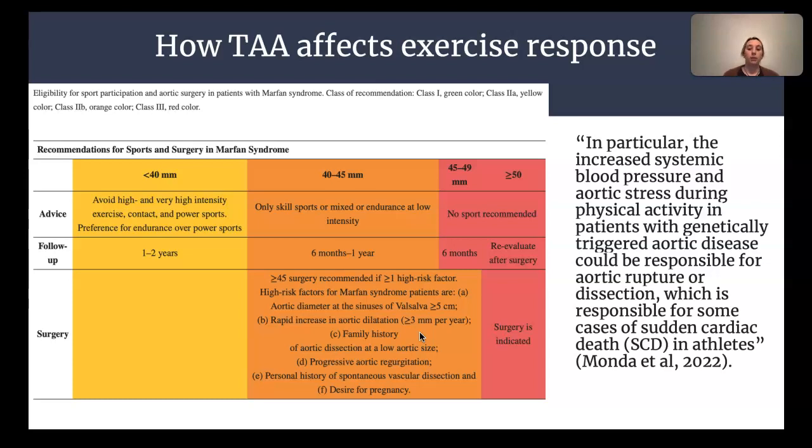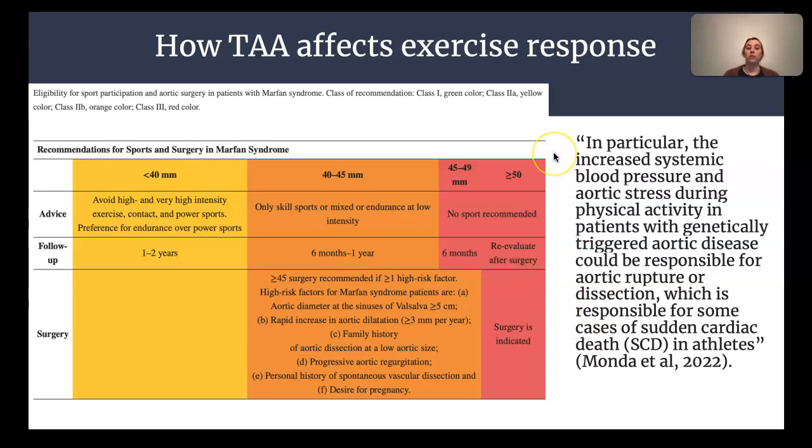For 40 to 45 millimeters, only skill sports or mixed endurance at low intensity should be done. You should be checked every 6 months to 1 year, and surgery is not recommended unless you are in the category of high-risk factors such as Marfan syndrome. For 45 to above 50, no sports are recommended. You should be receiving surgery and getting follow-ups every 6 months.